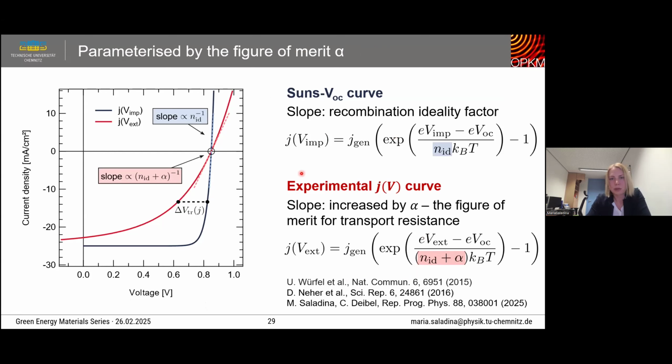So if you want to analyze this analytically, then the best way is to take the slopes around open circuit voltage. The Suns-VOC curve, which does not contain transport resistance losses, would then depend only on the recombination ideality factor, which enters the diode equation. Whereas for the experimental JV curve, here we have an additional increase by the figure of merit alpha. So the slope will depend on the sum of the ideality factor and alpha. And alpha was introduced first in the paper by Dieter Neher.